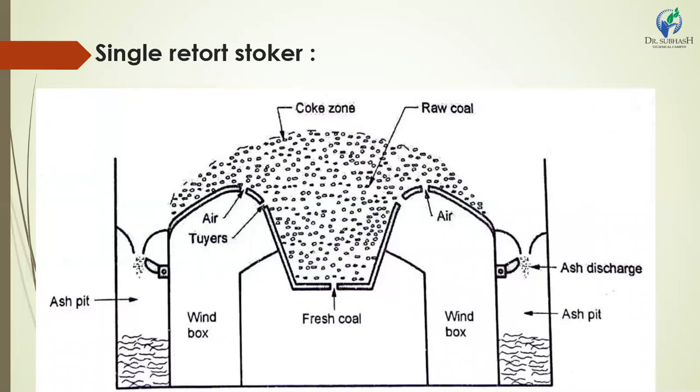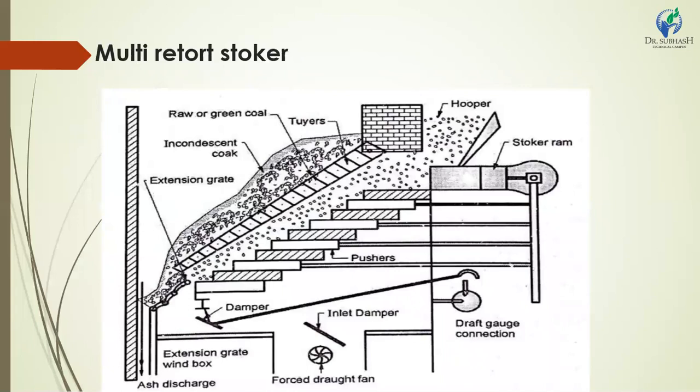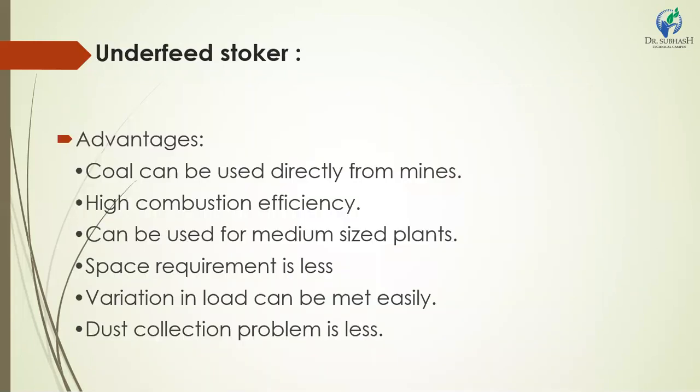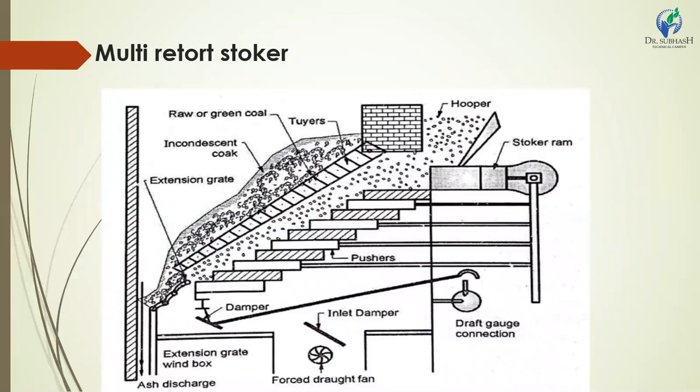Due to inability to obtain even air distribution on each side of the retort, multi-retort stokers are generally used to increase the burning capacity of the stoker. So this was the single retort stoker. Now we will see the multi-retort stoker. The diagram of the multi-retort stoker is shown in the figure. It contains a series of alternate retorts and tuyere boxes for supply of air.